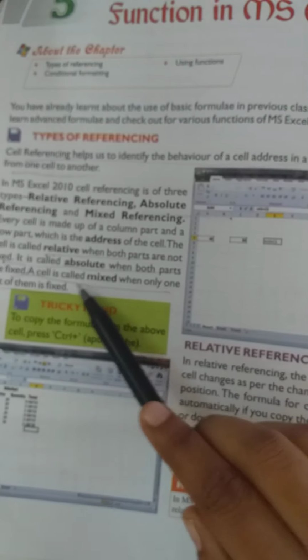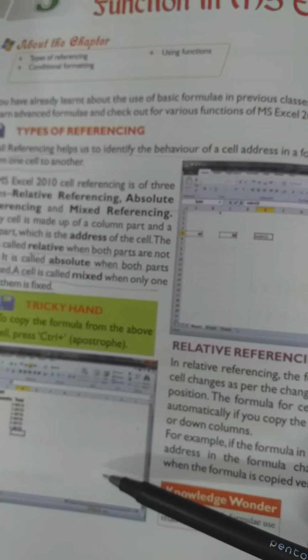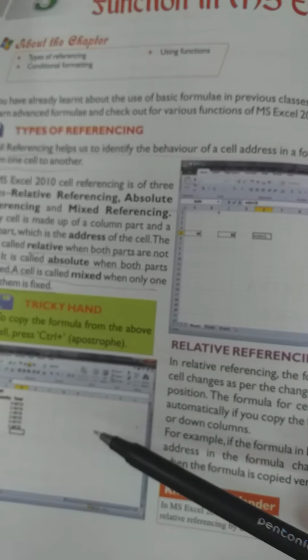Then the third is mixed: a cell is called mixed when only one of them is fixed, only the row or the column. Either row or column, only one is fixed. Then it is called mixed referencing.